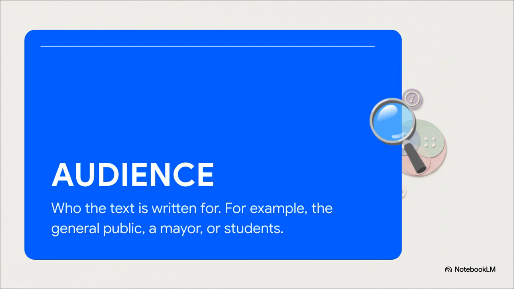Next up, A is for audience. You gotta ask yourself, who is the writer actually talking to? I mean, a newspaper article is probably shooting for the general public, right? But a formal letter of complaint? That's written for a very specific person, like a company manager or a local official. And knowing the audience is so important because it changes everything else.